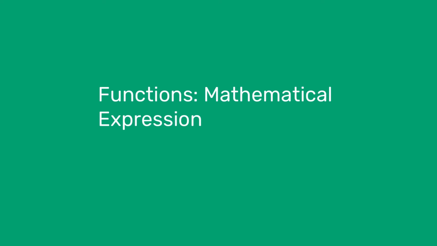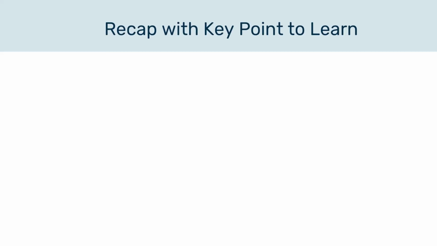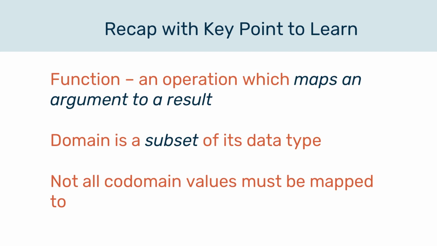We can formalize functions and say that they all have this type that we see here. So we read this and we say that there is a function f which maps a value from domain A to a value in codomain B. And we're done. Let's have a quick recap of some key points. A function is an operation which maps an argument from the domain to result in the codomain. The domain is a subset of its data type, such as an integer or a string, and not all codomain values must be mapped to.